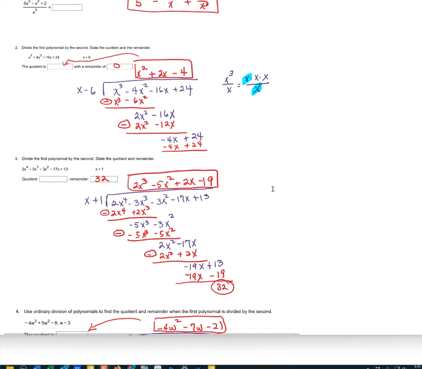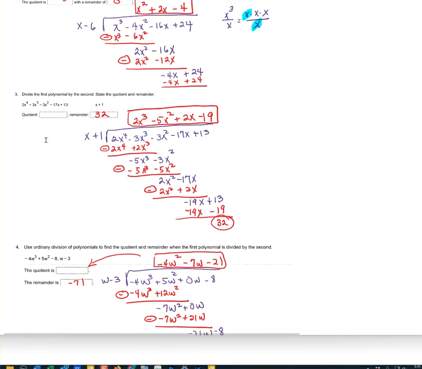You do the same thing with number 3, and you've got x plus 1 dividing into this. X into 2x to the 4th goes 2x cubed. Put it over the x cubed term. Then do your multiplying by both terms. Do a subtraction. And you just do that all the way down till you get to here. We're left with 32. So the quotient is this part in a box. 32 is your remainder.